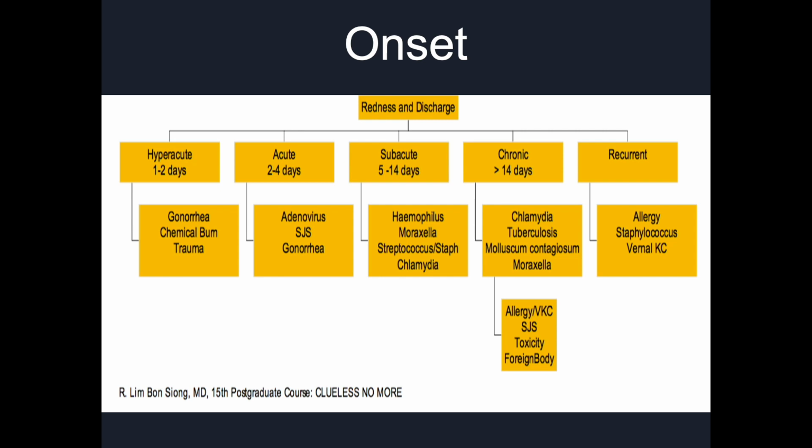Here, in terms of onset, hyperacute is when it occurs in 1 to 2 days, and this is usually due to gonorrhea, a chemical burn, or even trauma. For longer cases, like chronic cases of more than 14 days, it might be due to chlamydia, tuberculosis, or moraxella. Sometimes an allergic conjunctivitis may also take a chronic form. Recurrent cases can either be an allergy, staphylococcus infection, or vernal keratoconjunctivitis. So the onset gives you a clue in terms of the etiology.